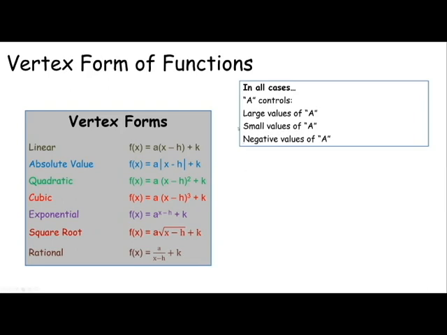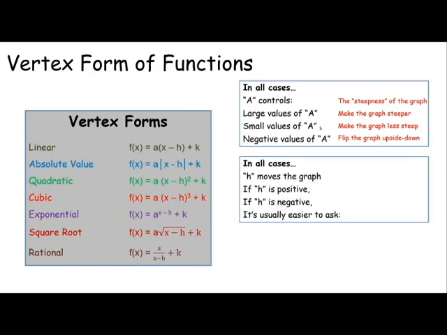So for example, in each of these functions, no matter what the basic function type or shape is going to be, A always controls the steepness of our graph. For example, if I make A into a very large value, then the graph is going to get steeper. And if I make A into a very small value, the graph is going to get less steep. And then we learned that negative values of A will flip that graph upside down. That's going to help us when we're trying to graph our functions quickly, as you'll see in the next couple slides.